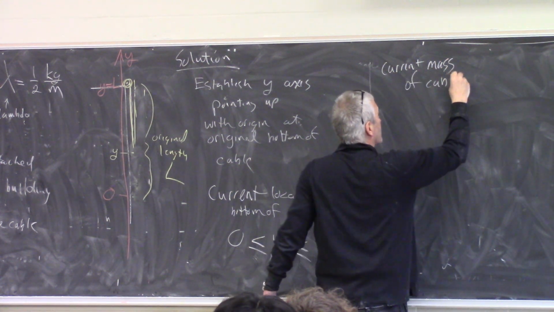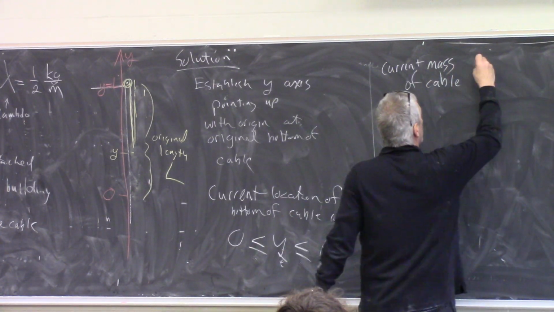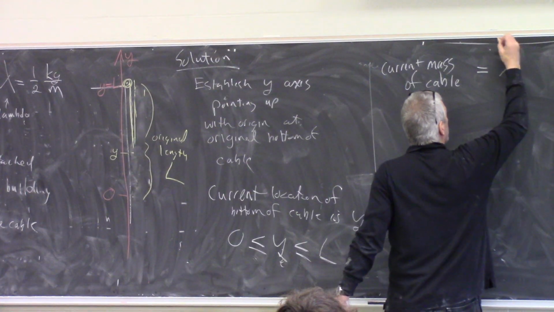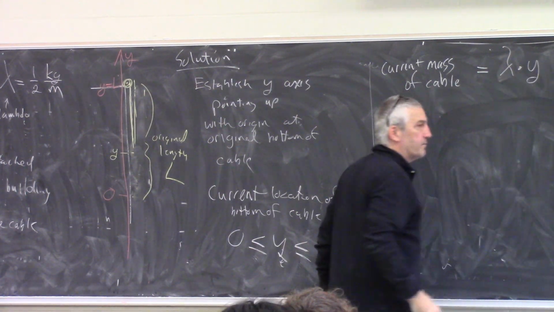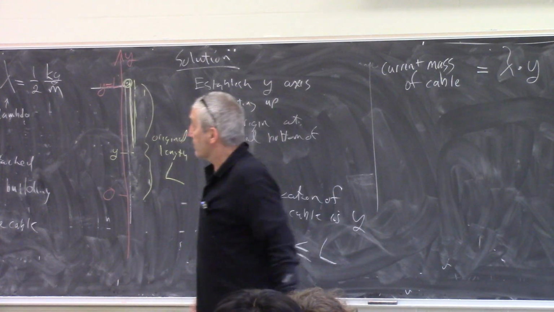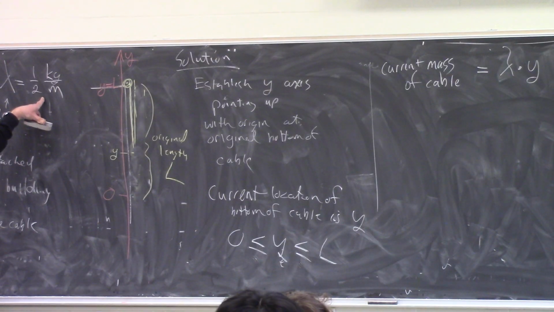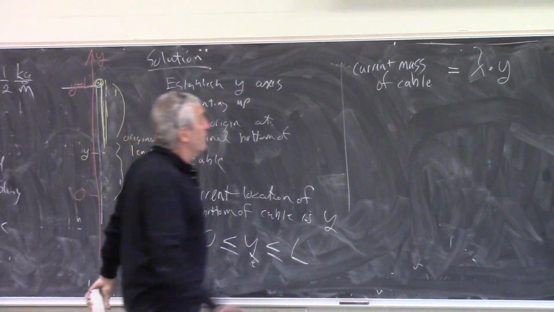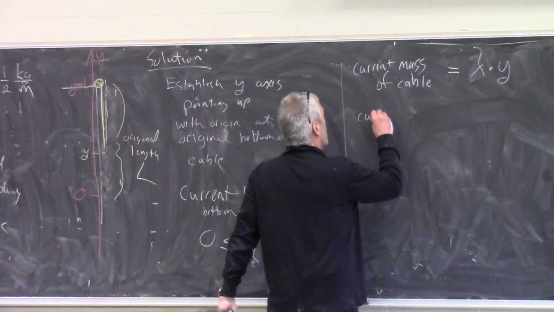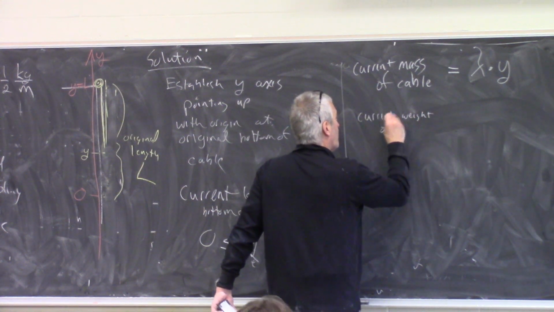When I say the current, I mean while the cable's being lifted at some point in time. The current mass is going to be whatever the current length is times the cable density per unit length. Now that number lambda is 1/2 kilograms per meter, but there's no reason to put those numbers in right now. Just use the symbol lambda for the mass per length. And so what's the current weight of the cable?